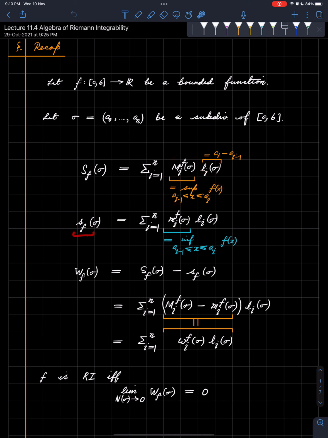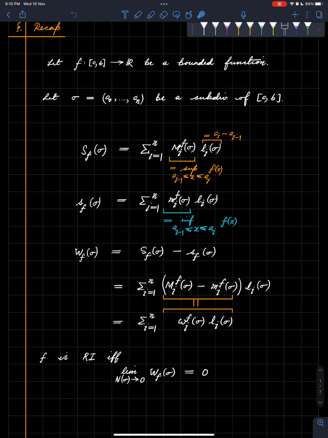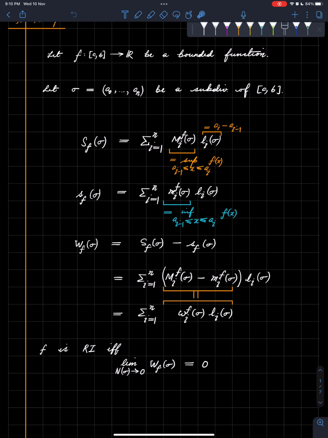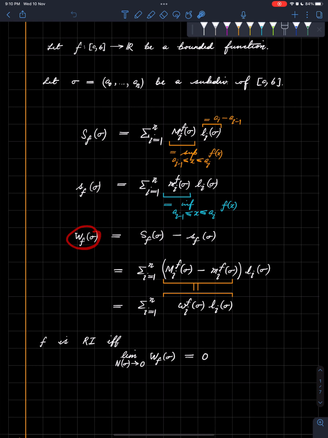Similarly, the lower sum of f corresponding to sigma is this summation, where the first thing is the infimum of f over the ith part as written here, and this is again the length of the ith part of the subdivision. We define the oscillation of f corresponding to sigma as the difference of the two things, the upper sum and the lower sum, which one can expand out as that, where this term we write as omega f sigma. So this is a notation that we'll use. It will be very convenient.